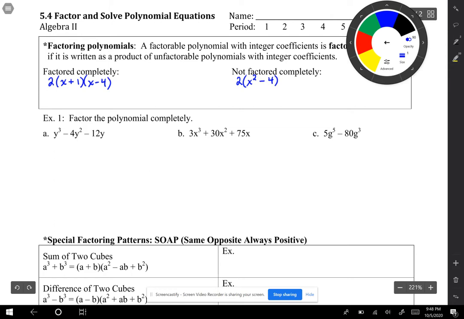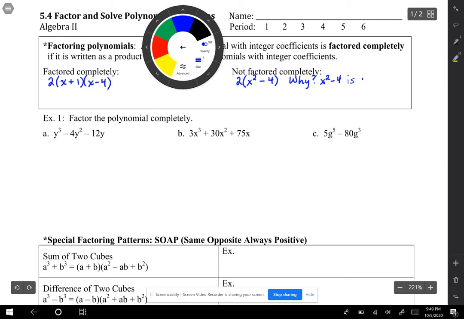And you might think that's factored completely because if you look in the parentheses, the number in front of x squared is 1, and then you have your 4. However, that stuff in parentheses is that special pattern I told you about called the difference of squares pattern. So why is it not factored completely? The reason being x squared minus 4 is a difference of squares pattern.